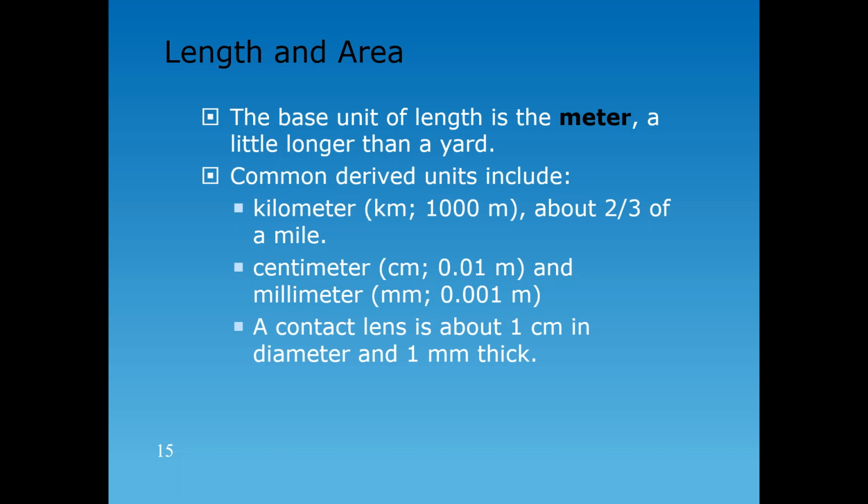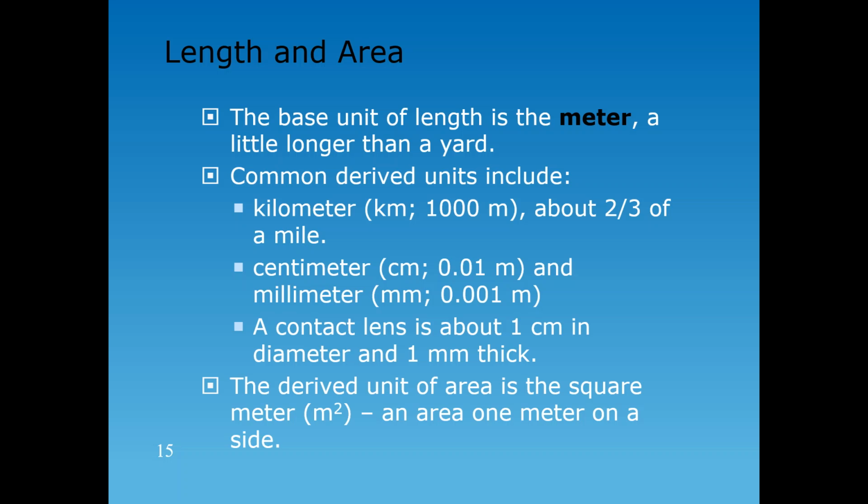So kilo, remember, represents 1,000. So 1 kilometer is equal to 1,000 meters. Centi is 100th. So therefore, 1 centimeter is 100th of a meter or 0.01 meter. And milli means 1,000th. So 1 millimeter is equal to 1,000th of a meter, and so on and so forth. And again, just to give you a picture as to what these different measurements represent, a contact lens is about 1 centimeter in diameter and about 1 millimeter thick, all right?